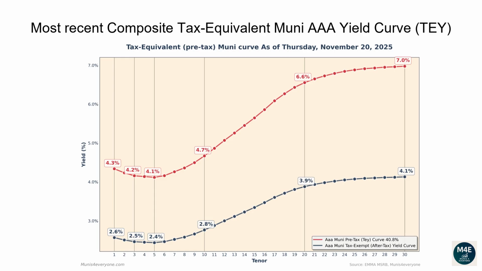The one-year tax-exempt yield is 2.57%, corresponding to a 4.34% tax-equivalent yield for investors in the top tax bracket. The two-year tax-equivalent yield is 4.24%. The 5-year tax-equivalent yield is 4.12%. The 10-year tax-equivalent yield is 4.67%. The 20-year tax-equivalent yield is 6.55%. The 30-year tax-equivalent yield is 6.98%.